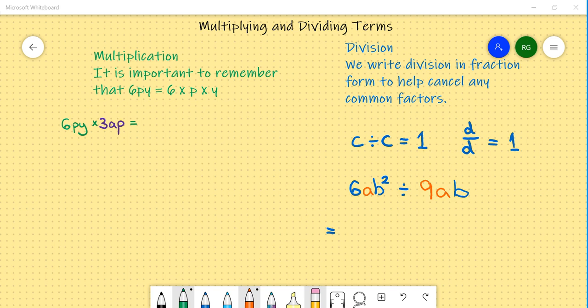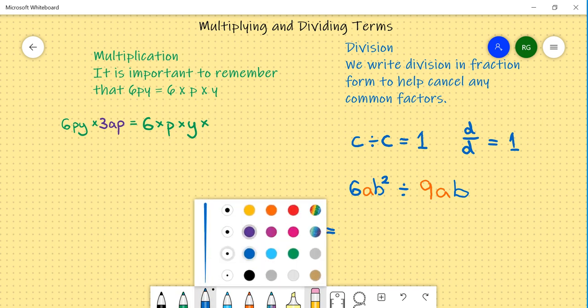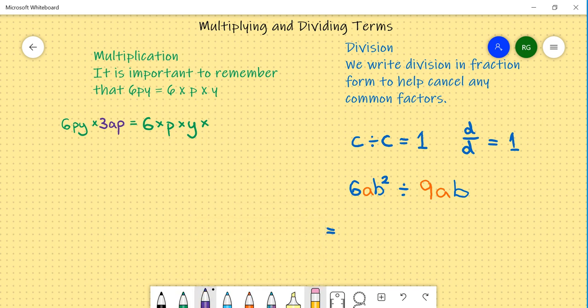Now, it can really help us to write out the equation. If we write 6 multiplied by p multiplied by y, this is a way of making it easy for ourselves, multiplied by, I'll change that to purple, 3 multiplied by a multiplied by p.